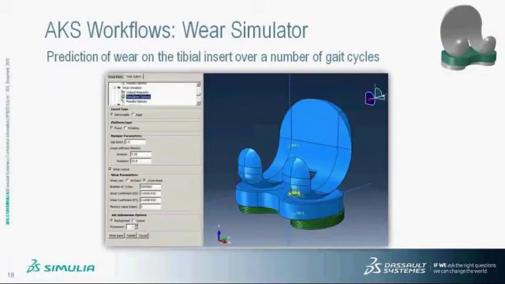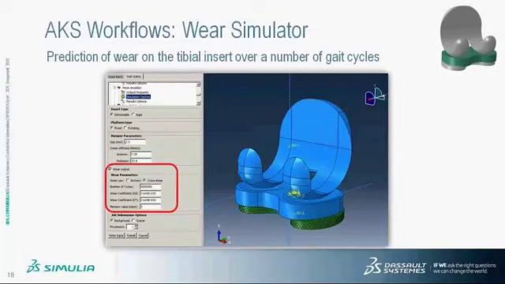The fourth workflow is the wear simulator. It is used to predict wear on the tibial insert over a number of gait cycles. We provide equivalent parameters as in the actual physical wear tester that include the gap distance and the linear stiffness.